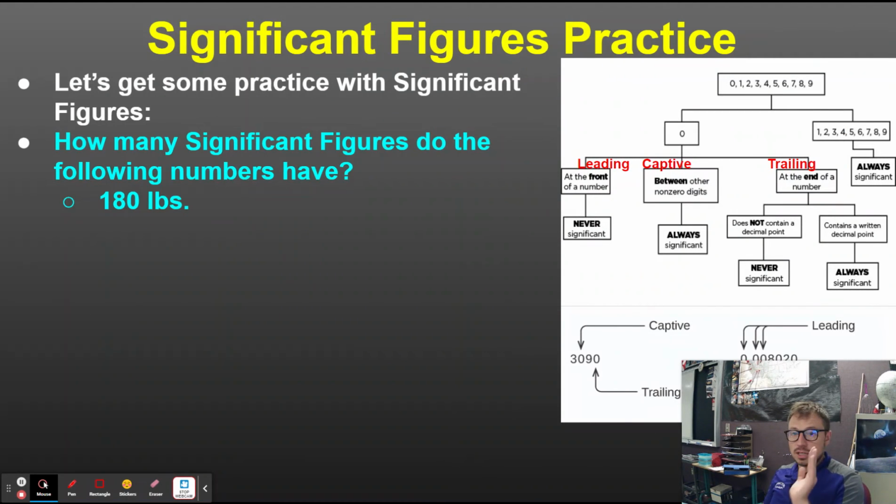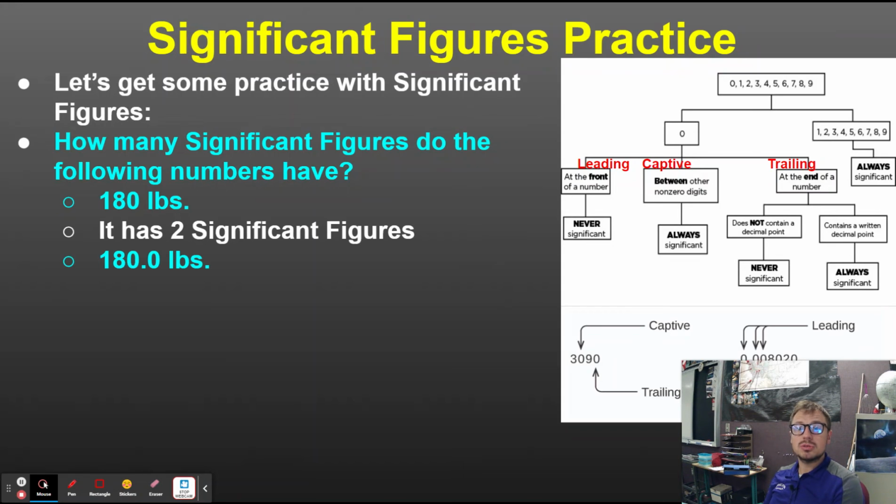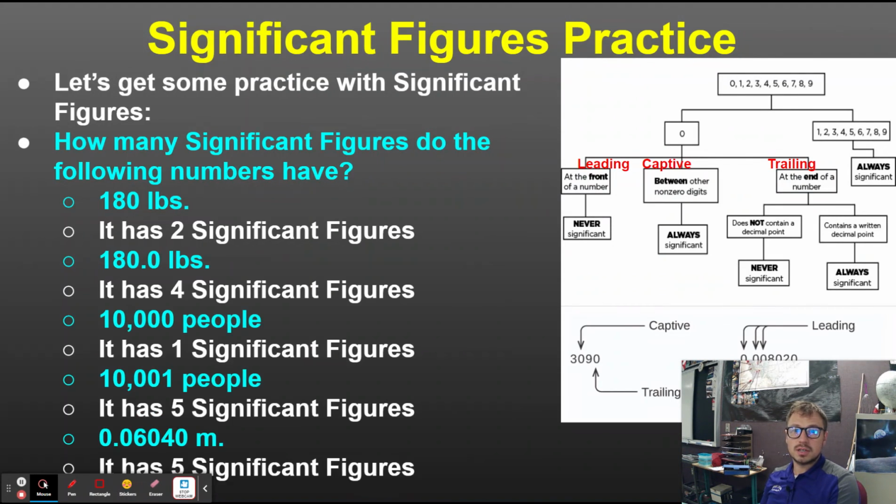So like I said, here's an example. Hey, I'm looking at somebody that says, yep, they weigh about 180 pounds. Well, the 1 and the 8 are significant. The 0 is not. That's just a placeholder. That's two significant figures. Now, if I stepped on a scale and said 180.0 pounds, well, yeah, those zeros are measured. So that has 4 significant figures.